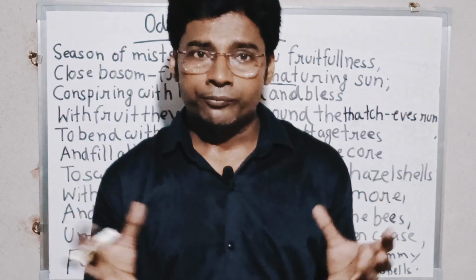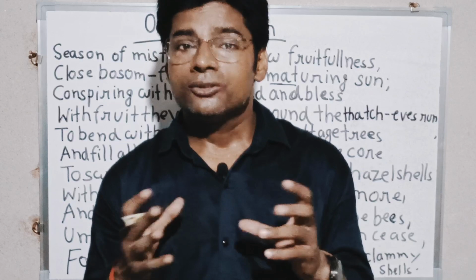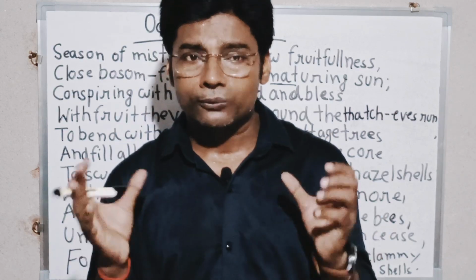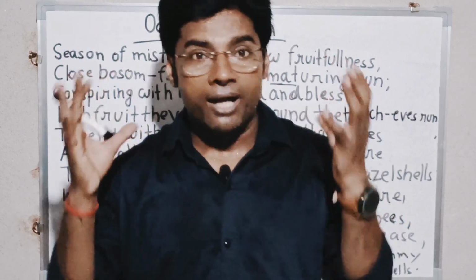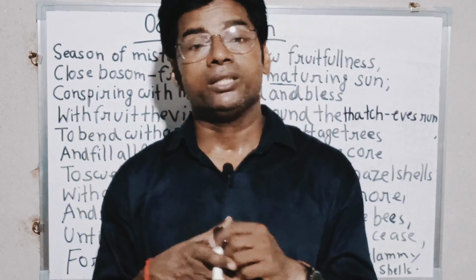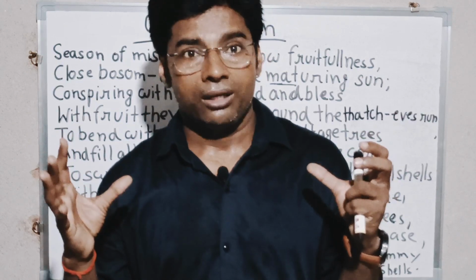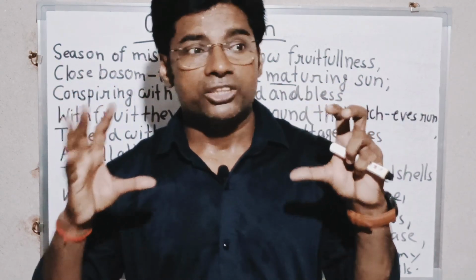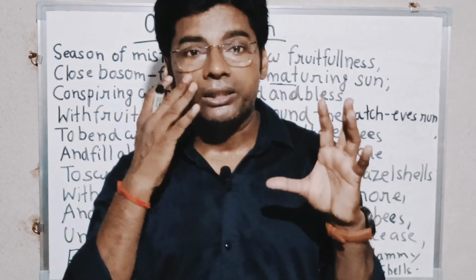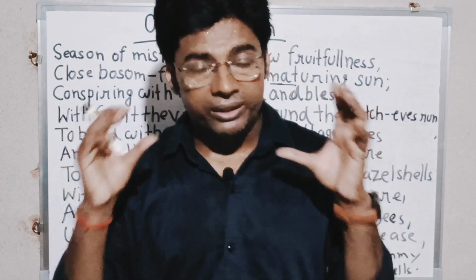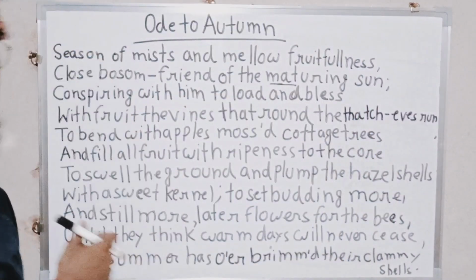So see the beauty of the poet's description of the autumn season, and see the visual imagery. The poem is so rich in visual imagery. These lines of the poem help us imagine the autumn season. How does the autumn season look, or how does the autumn season fill nature, fill the trees with fruits and flowers. Look at that.